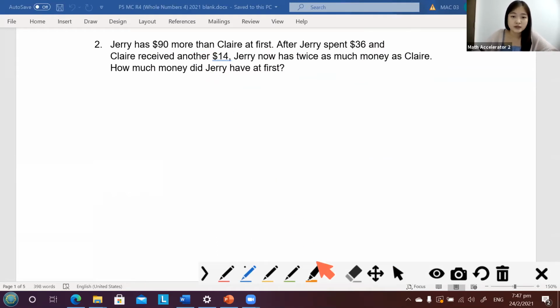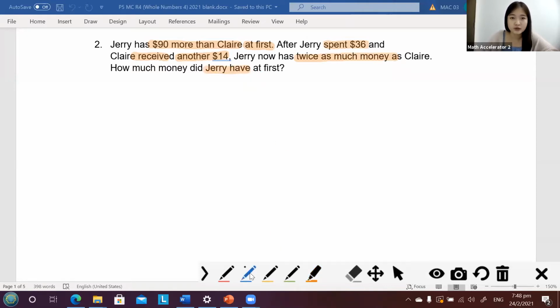Okay, let's look at the next question. Jerry has $90 more than Claire at first. After Jerry spent $36 and Claire received another $14, Jerry now has twice as much money as Claire. How much money did Jerry have at first?